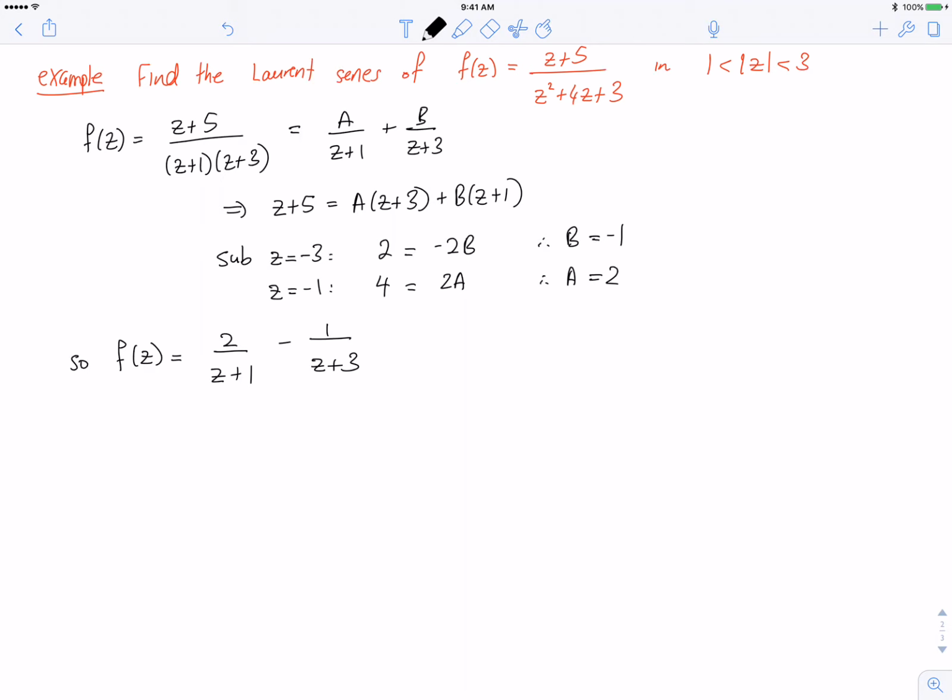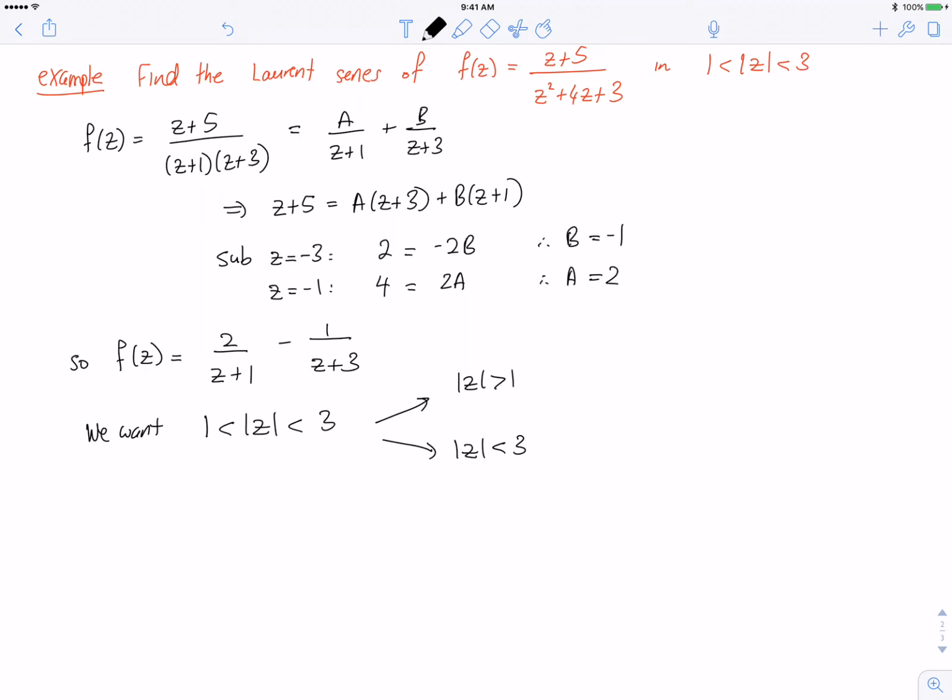And with the second fraction, again, using the techniques from the previous examples, I know how to find the Laurent series when the modulus of z is less than 3 and when it's greater than 3. But keep in mind, what do I want? We want convergence in this particular region. I want the modulus of z to be between 1 and 3. So what does this mean? On the one hand, I want the modulus of z to be greater than 1. And on the other hand, I want the modulus of z to be less than 3.